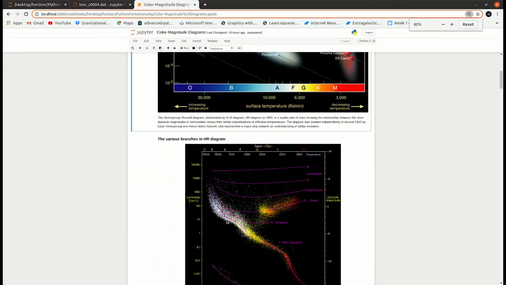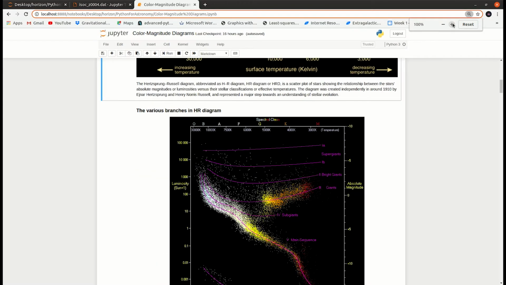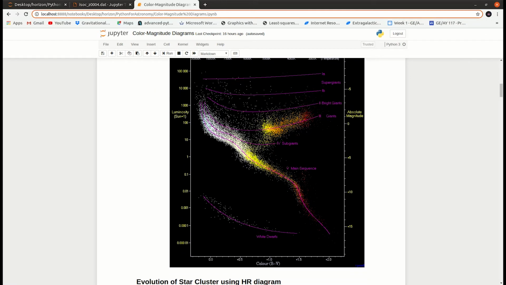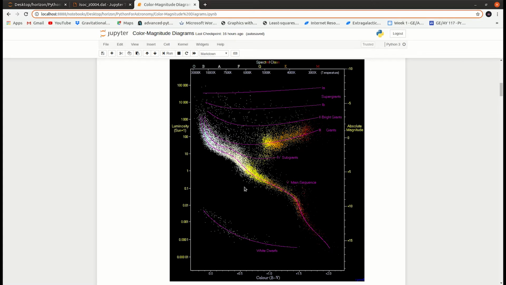Okay, now these are some branches which we can distinguish. Like you have the main sequence, you have subgiants, and of course you have the white dwarfs. Then you have some branches like 1A, 2B, 1B. This indicates the branches where the star essentially blows up as a supernova, and these points where you can see giants, they are the giant branch, like these supergiants, bright giants, and so on.